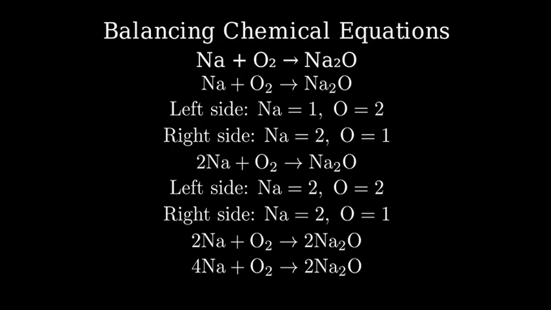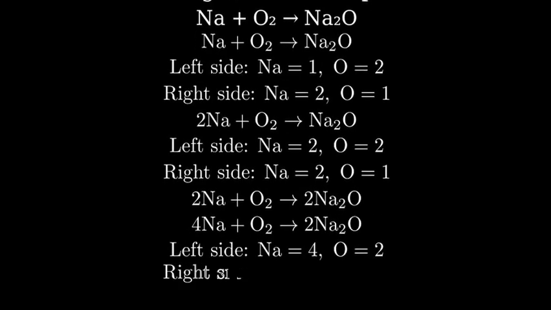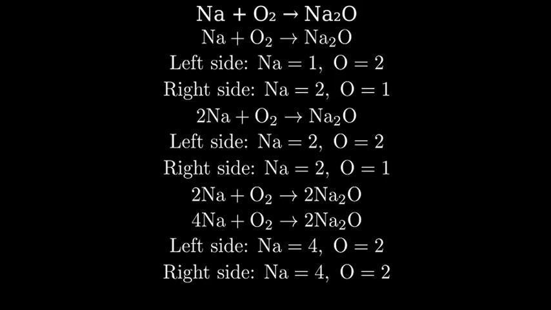Let's do a final check to make sure everything is balanced. On the left side, we have 4 sodium atoms and 2 oxygen atoms. On the right side, we also have 4 sodium atoms and 2 oxygen atoms. Perfect. Our equation is now balanced.